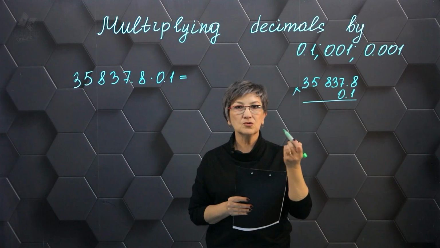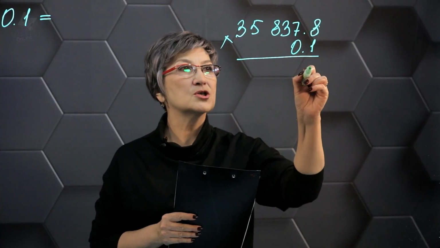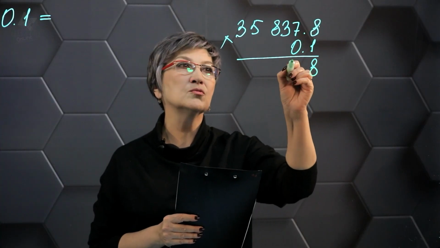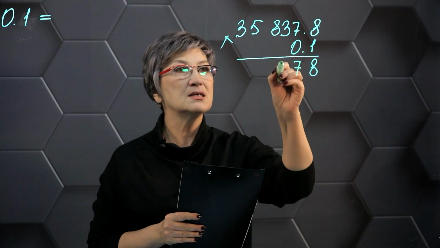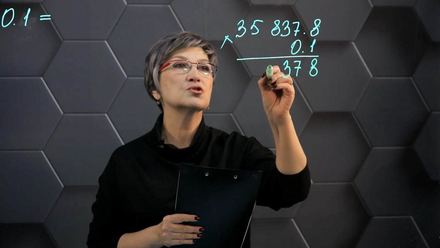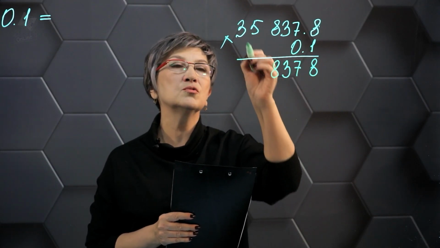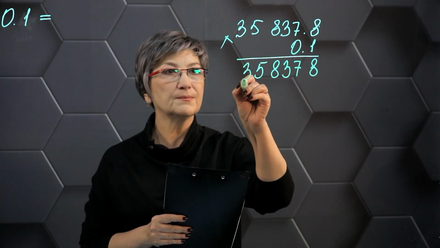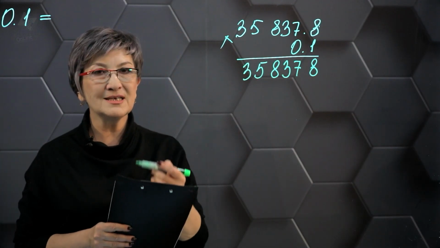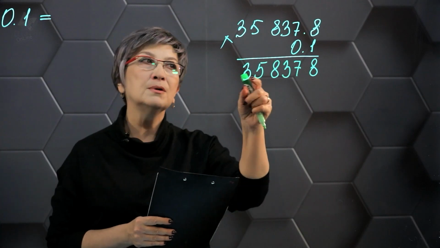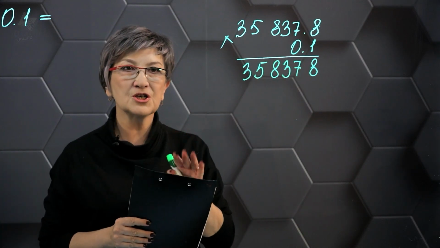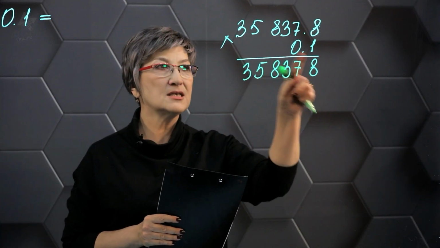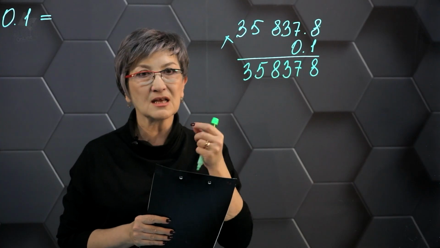What do I get? 1 multiplied by 8 will be 8. 1 multiplied by 7 will be 7. 1 by 3 will be 3. 1 multiplied by 8 is 8. 1 multiplied by 5 is 5. And 1 multiplied by 3 is 3. According to the rule of multiplication of decimals, we have to multiply without paying attention to the dots and then put the dots in our answer.